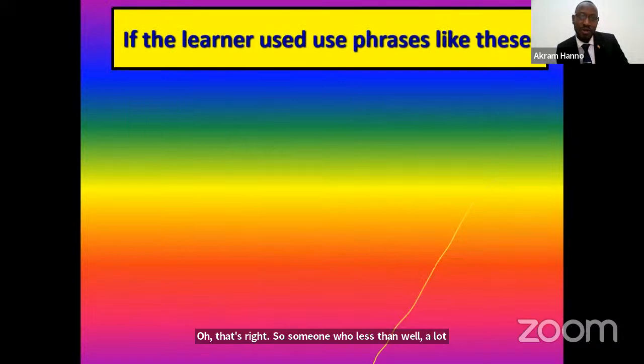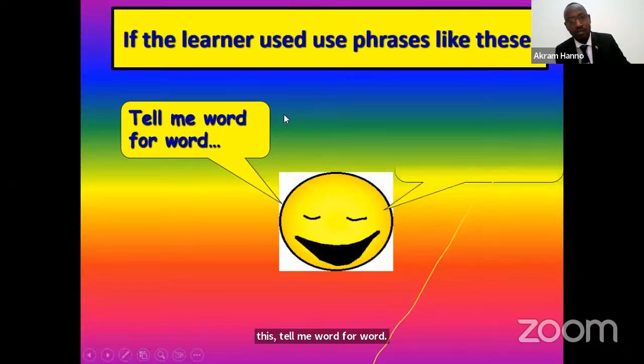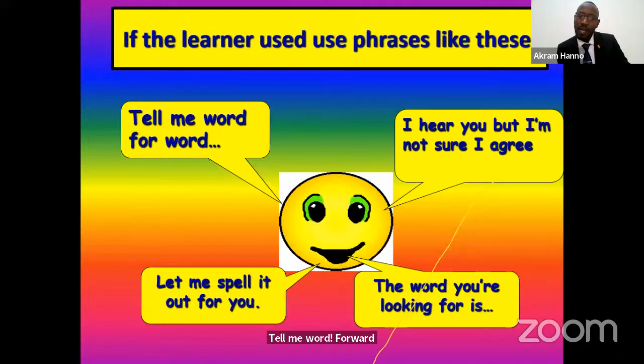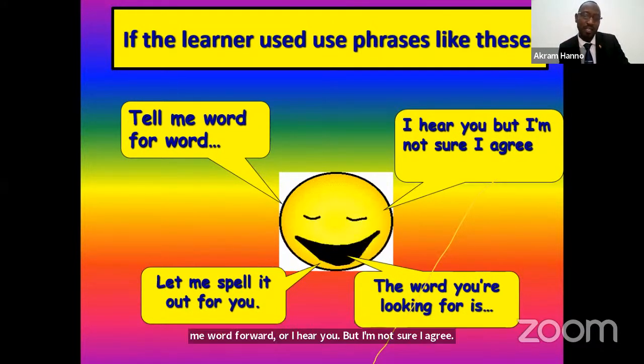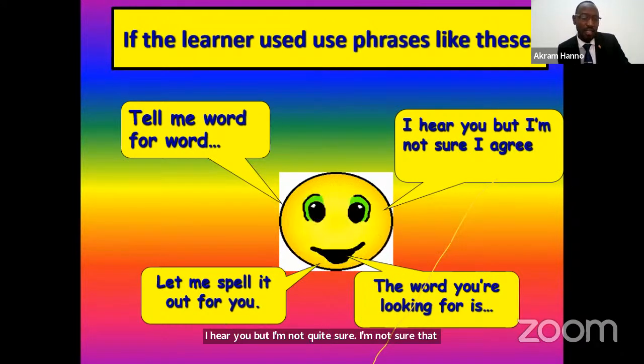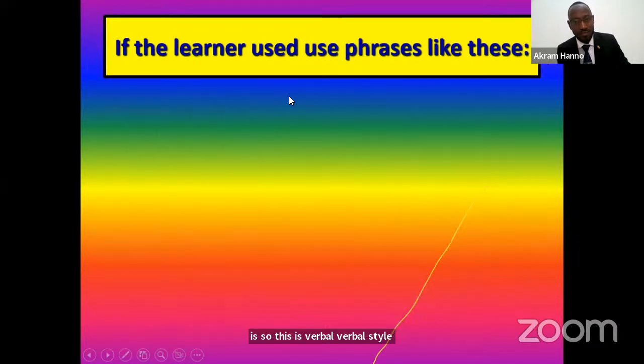If the learner uses phrases like this: "Tell me word for word," or "I hear you, but I'm not sure that I agree," or "Let me spell it out for you," or "The word you're looking for is..." then this is a verbal style, a verbal student.